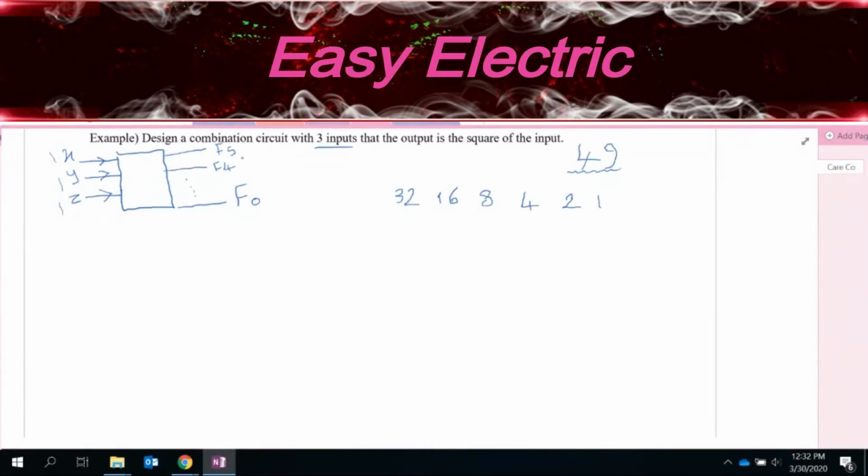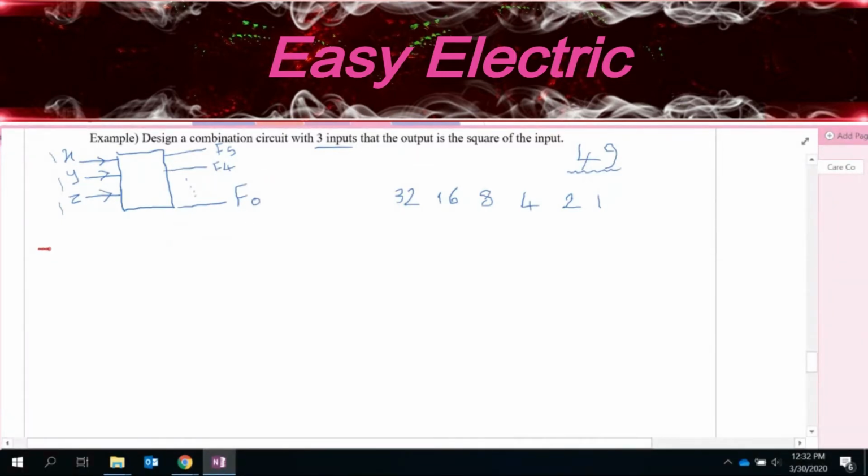Okay, so that's the first step that we mentioned. Step 1, we need to know how many inputs and how many outputs you need. Step 2, put the label for them. So I give the label X, Y, Z for the input and F0 to F5 for the output. So the rest should be easy. Back here, you need step number 3, the truth table.